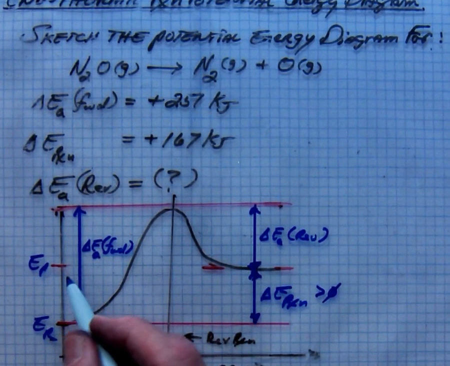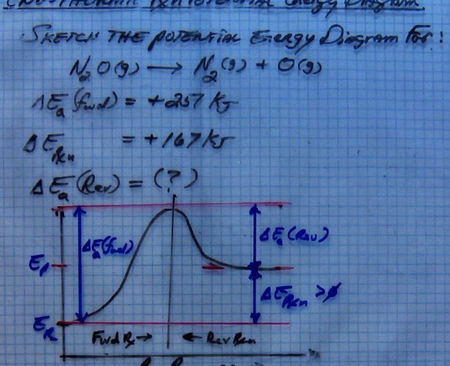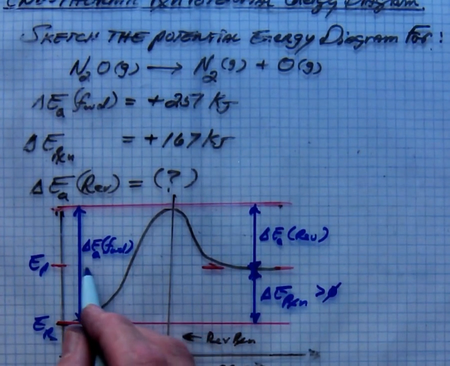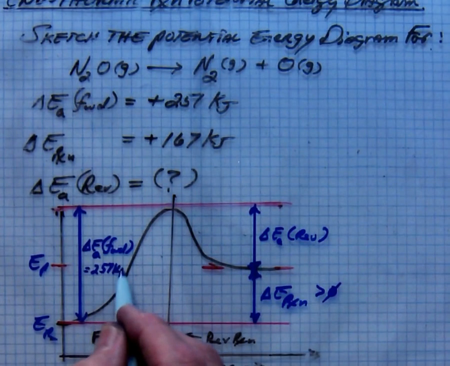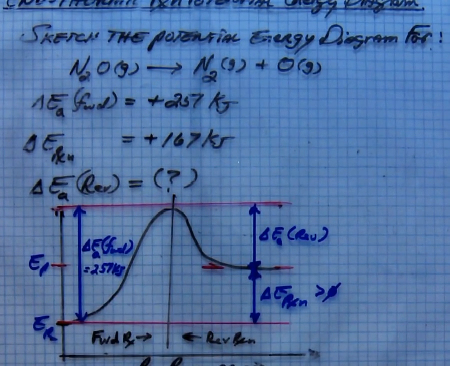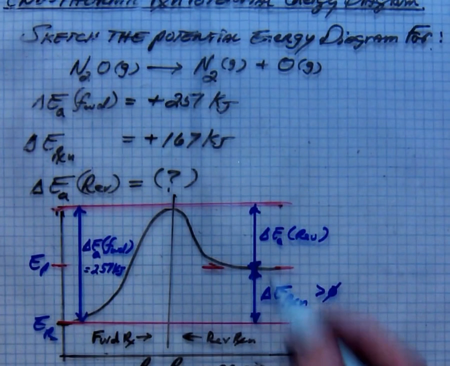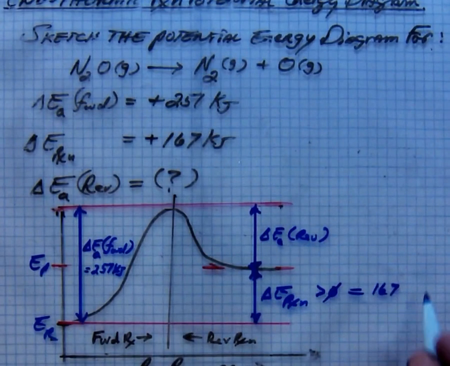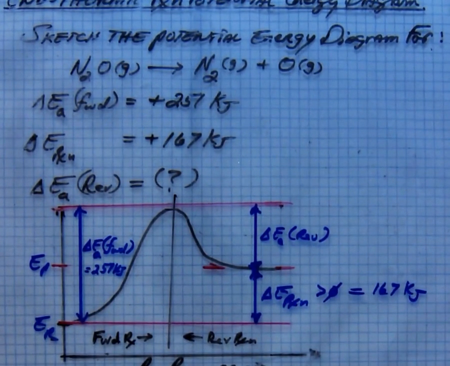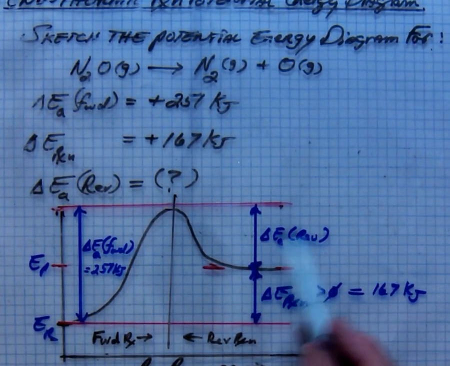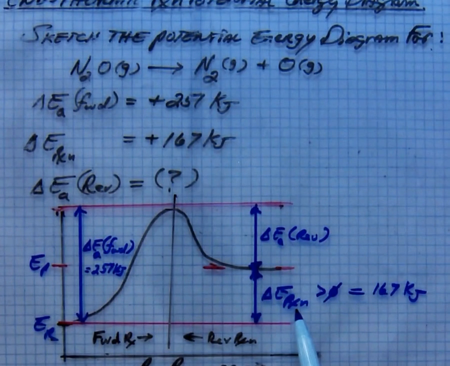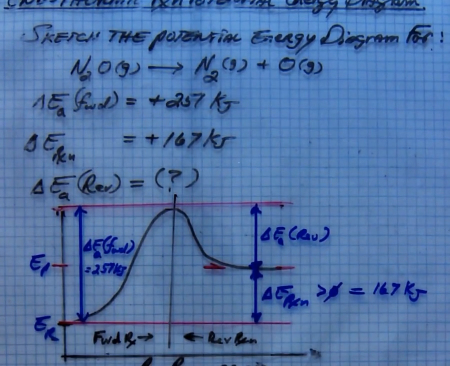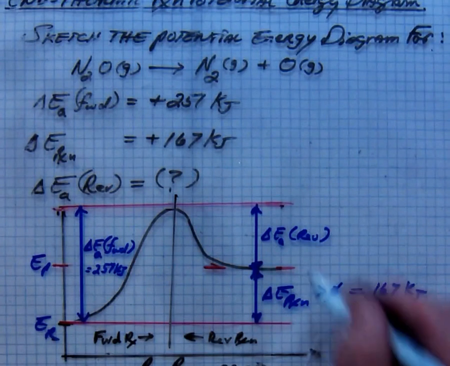Okay, so the activation energy for the forward reaction is 257 kilojoules. So we have 257 kilojoules for the forward reaction. And the heat of reaction is endothermic here, so it's going to be equal to 167 kilojoules. Now, from the geometric graphics of the diagram, the activation energy for the reverse reaction and the heat of reaction equals the activation energy for the forward reaction. So when you add these two, it equals that.